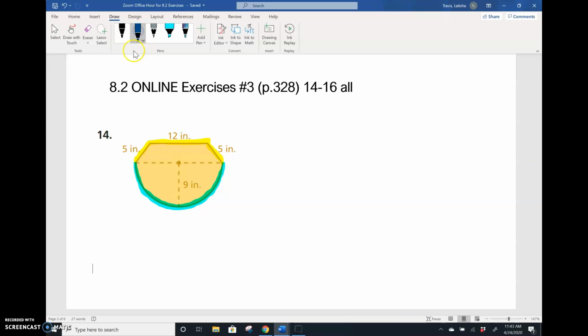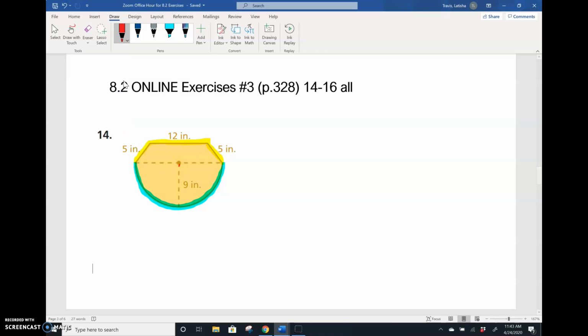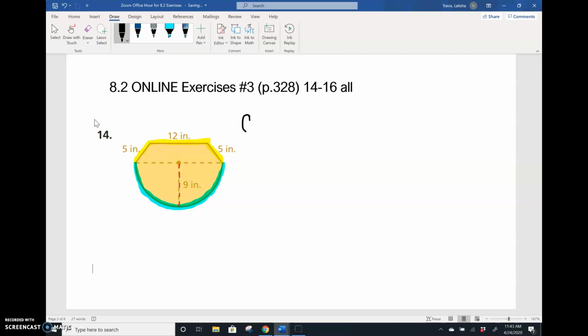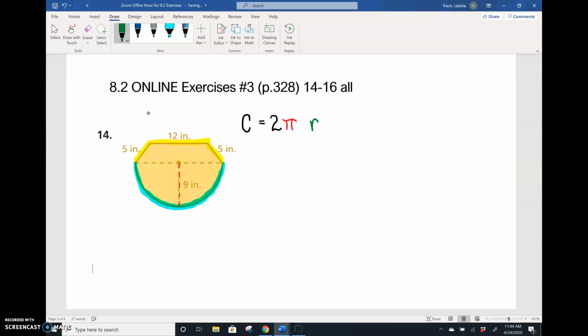Because they give us the radius here, I'll highlight the radius in red. The radius here in red is 9. They give us that. So we're going to use the circumference formula that involves using the radius. That formula is something you need to know by heart, but it is capital C equals 2 times pi times r. And r I'll do in green.